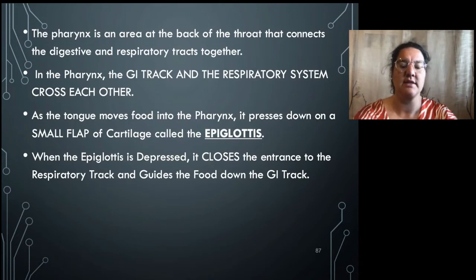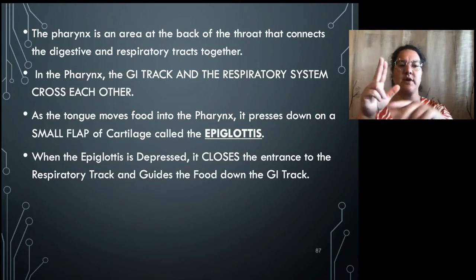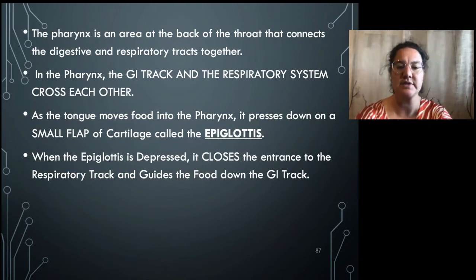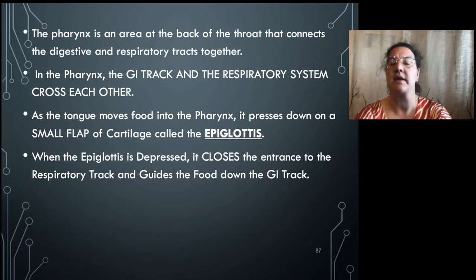So in the pharynx, the gastrointestinal tract and the respiratory system cross each other. As the tongue moves food into the pharynx, it presses down on a small fat flap of cartilage known as the epiglottis. So the epiglottis is going to cover our trachea to allow food to go over that and down into the esophagus. It closes the entrance to the respiratory tract and guides food into the esophagus so that we're not inhaling food.